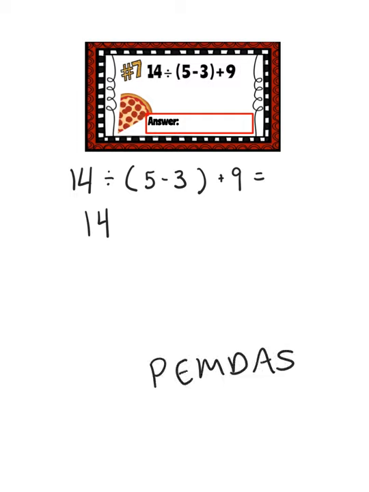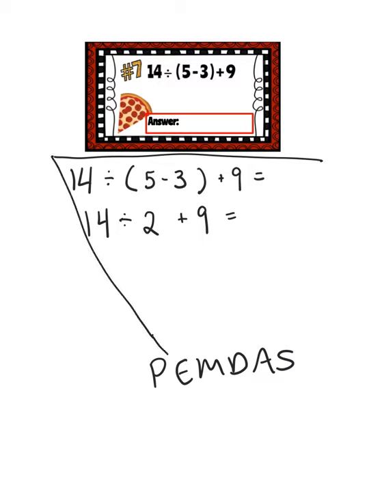14 divided by, open parentheses, 5 minus 3, close parentheses, plus 9. Okay, 14 divided by, not your turn yet. We do have parentheses, so we need to solve that first. 5 minus 3 is 2. Drop down the plus 9. Ooh, let me draw my pizza.